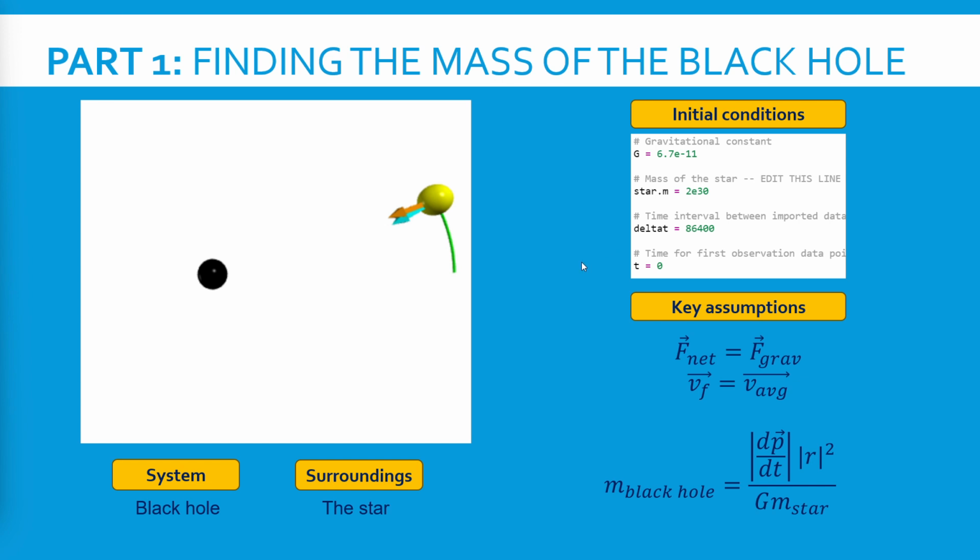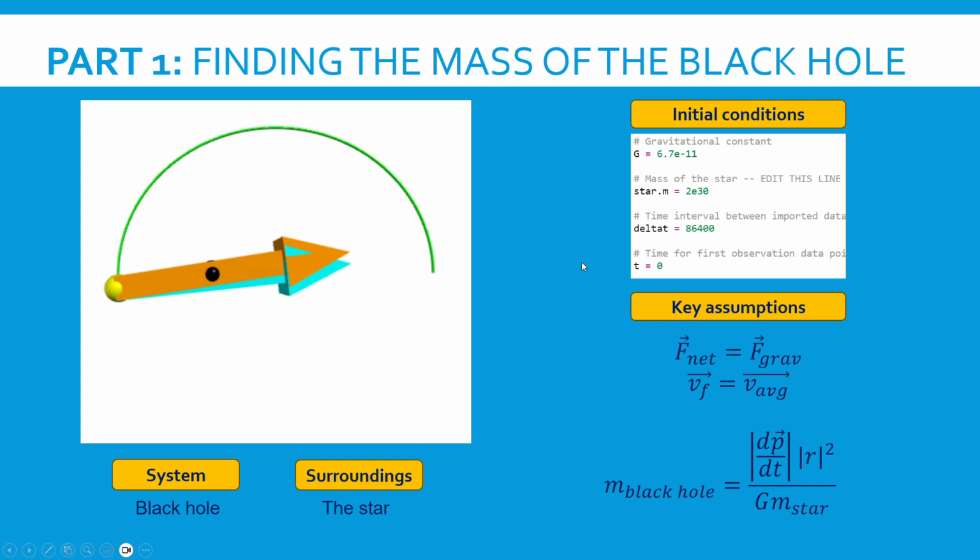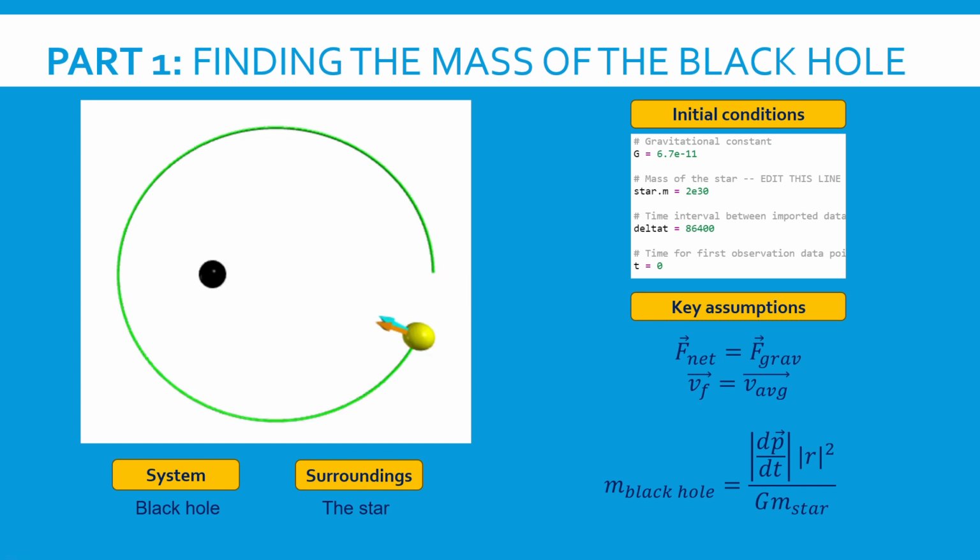For the first part of the experiment, we can see that our system was the star and the surroundings were only the black hole. We defined the initial conditions, like the star's mass and delta t, which is 1 Earth day in seconds, so 86,400 seconds. Some key assumptions were that the only net force acting on the body was the force of gravitational attraction on both bodies. And because the force is non-constant, we can say that velocity final is equal to velocity average.